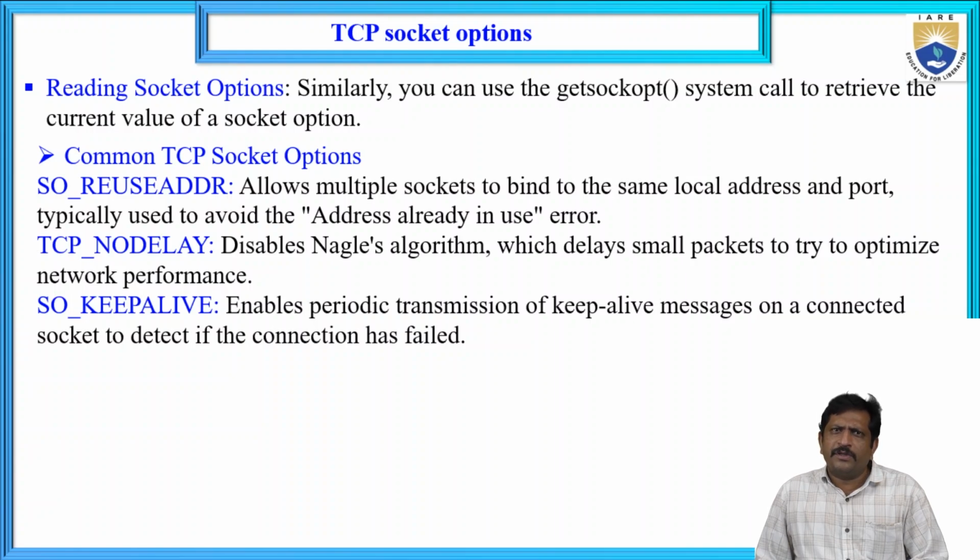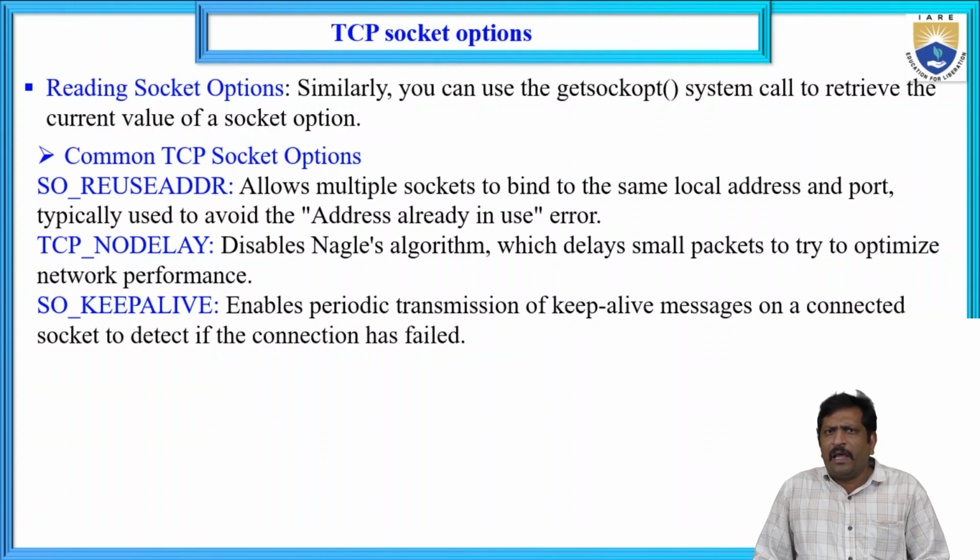Common TCP socket options. Generally, the common TCP socket options we can use include SO_REUSEADDR, which allows multiple sockets to bind to the same local address and port. It is typically used to avoid the address already in use error. Next, TCP_NODELAY, which disables the Nagle algorithm. This algorithm delays small packets to try to optimize network performance.